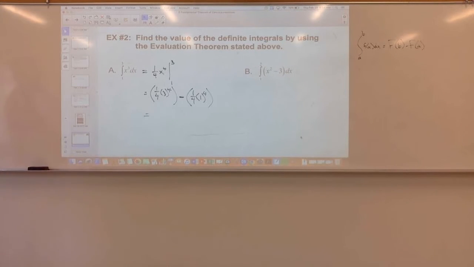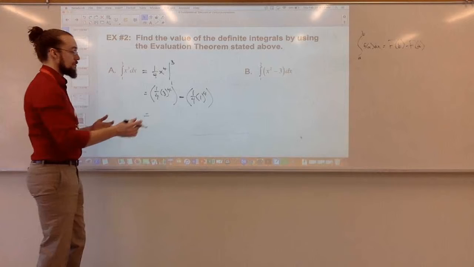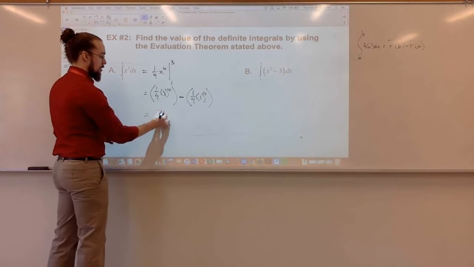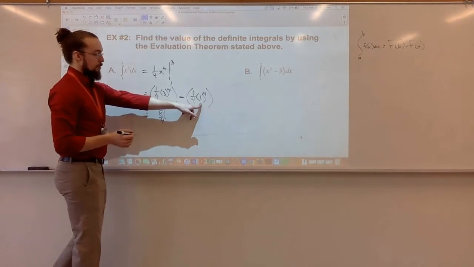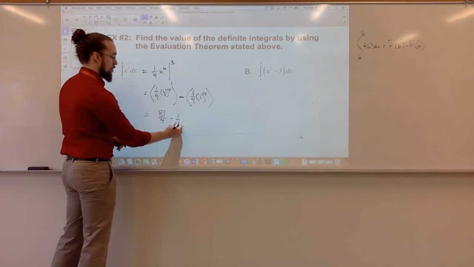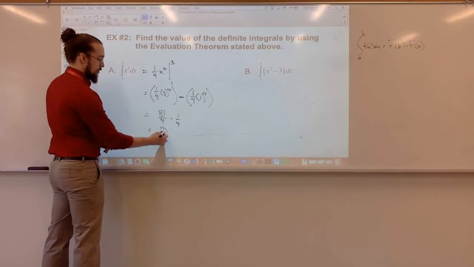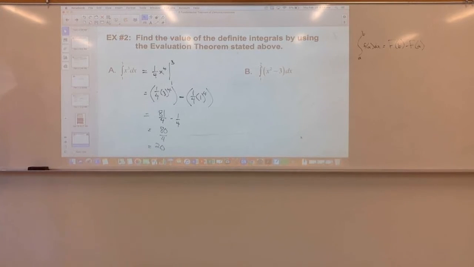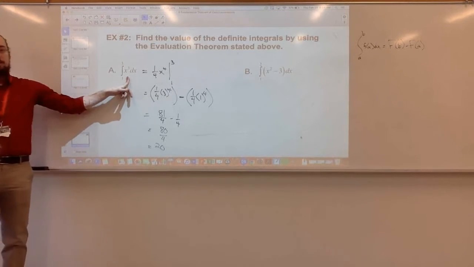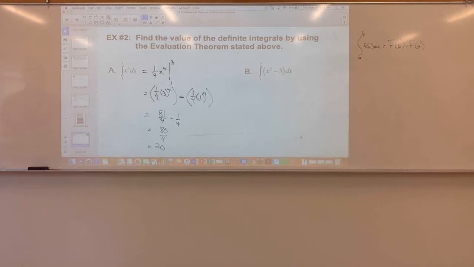So what is 1/4 times 3 to the 4th? Right. 3 to the 4th is 81. So this would be just 81 fourths. And then this would be 1/4. Right? So minus 1/4. It's 80 fourths, which is 20. So the exact area under x cubed between x equals 1 and x equals 3 is 20.